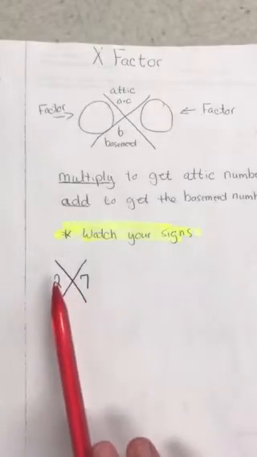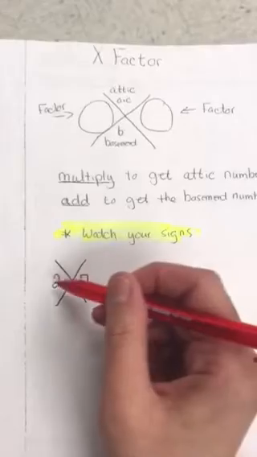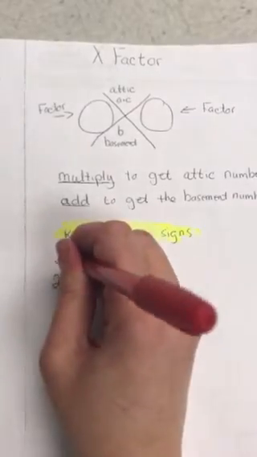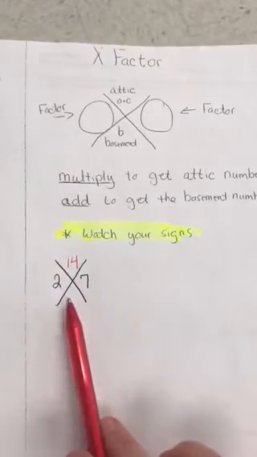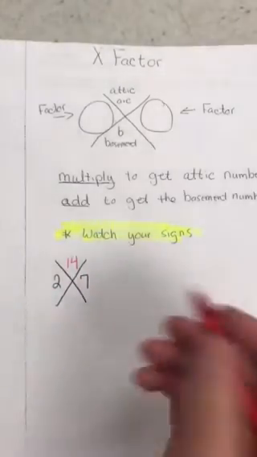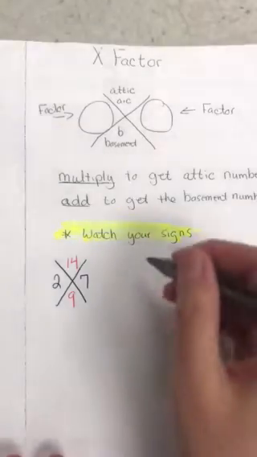Now remember, I said that these two factors multiplied together to give you the addict number. Well, 2 times 7 is 14. Now they add together to give you the basement. So 2 plus 7 is 9. Pretty easy. So that's what you're going to do on the first one. All right.